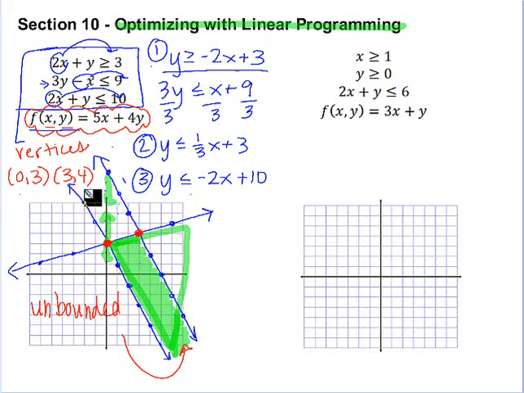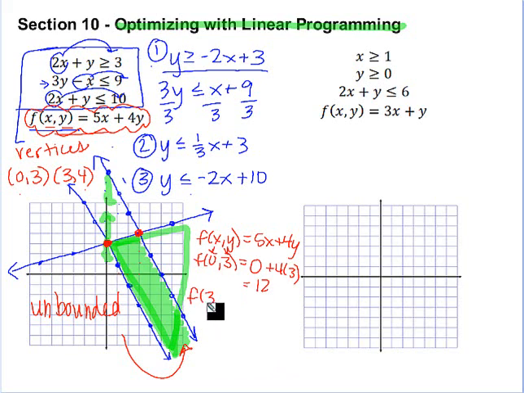So we're going to plug these points into this equation. So f of x, y is equal to 5x plus 4y. So f of (0, 3), so 0 we plug in for x, 3 we plug in for y, would be 0 plus 4 times 3, which is 12. And we also plug in our (3, 4), which would be 5 times 3 plus 4 times 4, or 15 plus 16, which is 31.